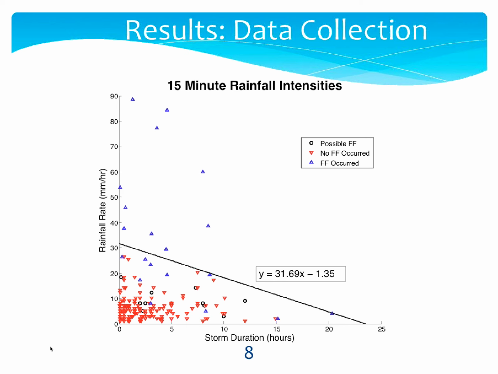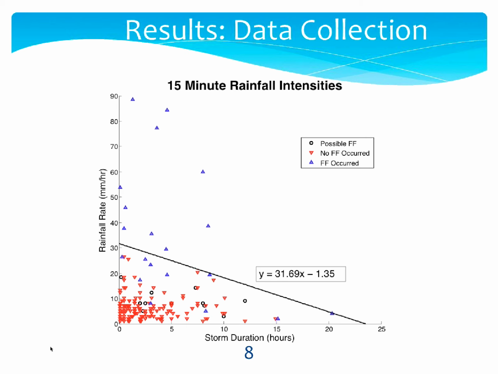And using a linear discriminant analysis, we were able to create a threshold between flash flood occurrence and non-flash flood occurrence. And this intercept tells us the minimum intensity required to produce a flash flood instantaneously, which is approximately 32 millimeters an hour. So pretty significant rainfall needed to produce a flash flood quickly.